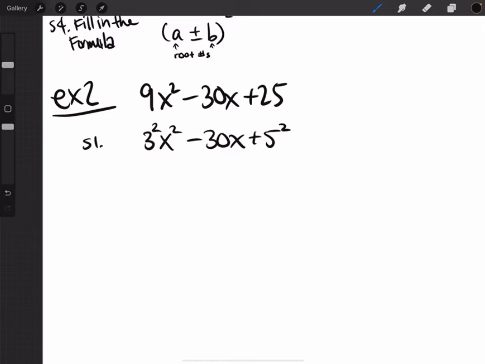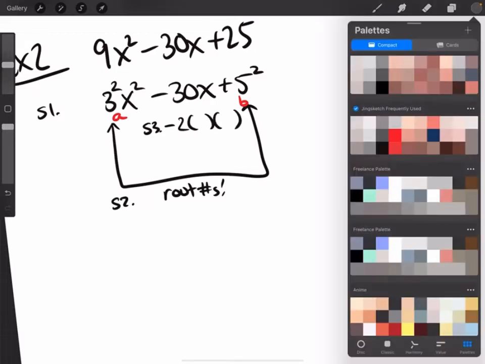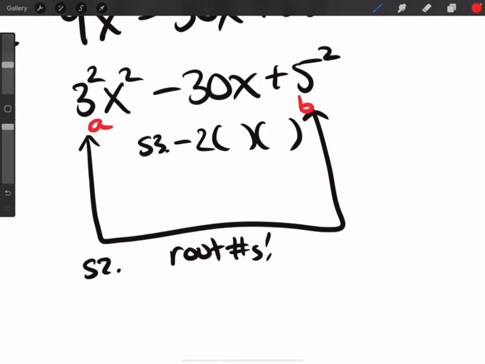Step one is to rewrite it. Step two is identify the root numbers. In this case right there, this is your root number A, and that's B. Right? So step two. Step three right here, which is negative 2a and b. And then you fill it in. A is 3x, b is 5, and together 2 times 3 is 6 times 5 is 30. Negative 30x, middle term, that is correct.